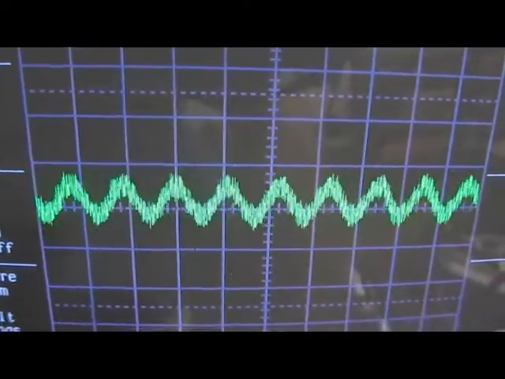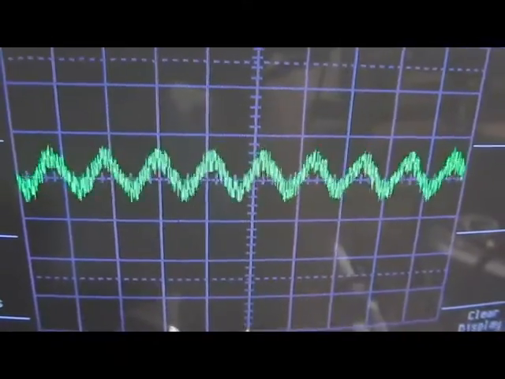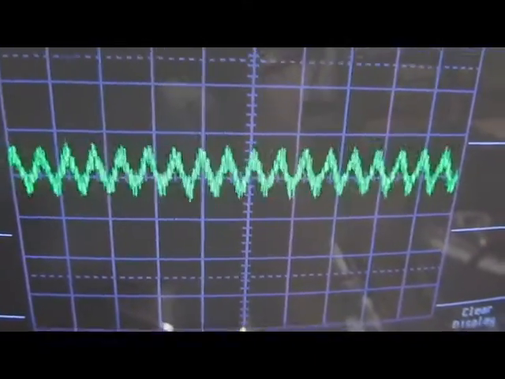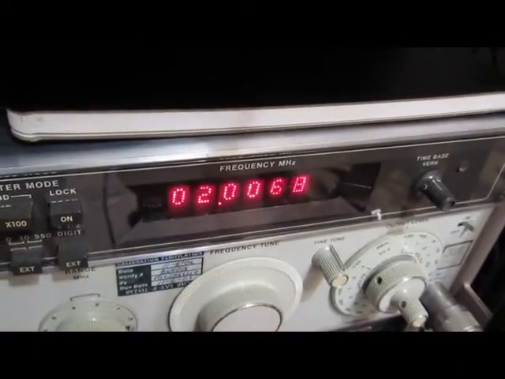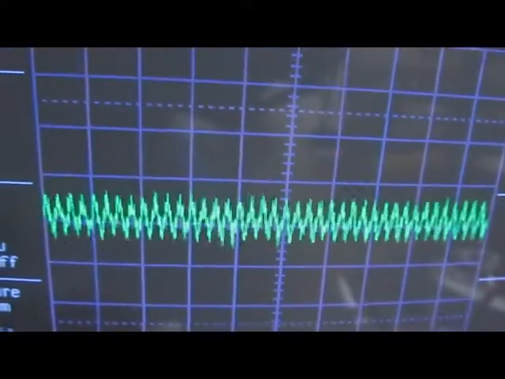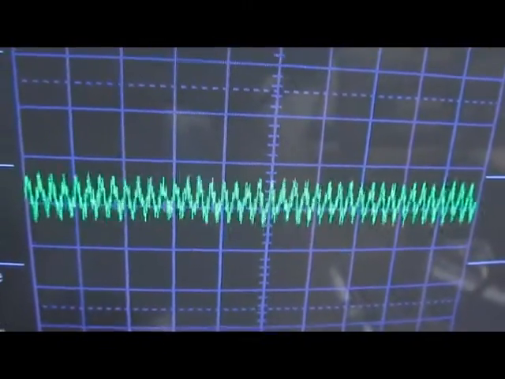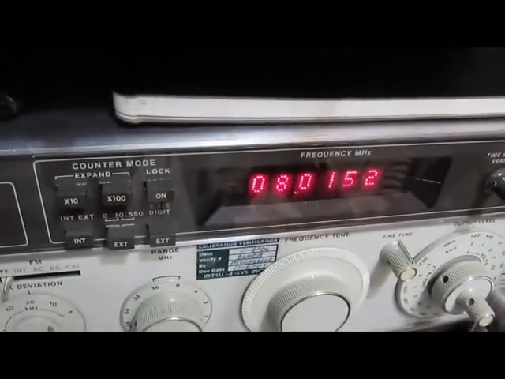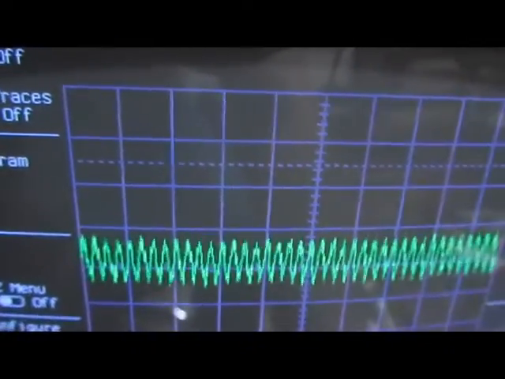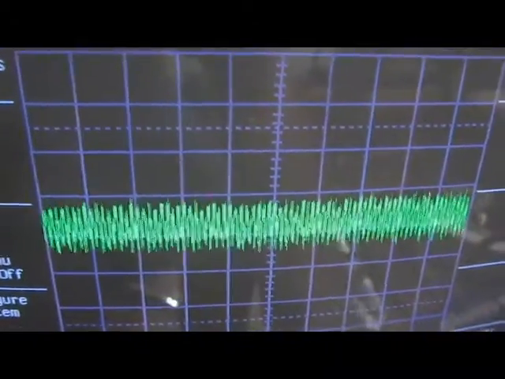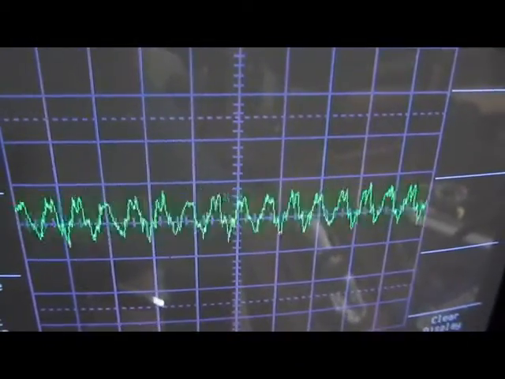Here we are at 890 kilohertz. It's 1.79 megahertz. I'll just adjust this up to 2. Here we are at 4. Here's 8 megahertz. Here's 16.